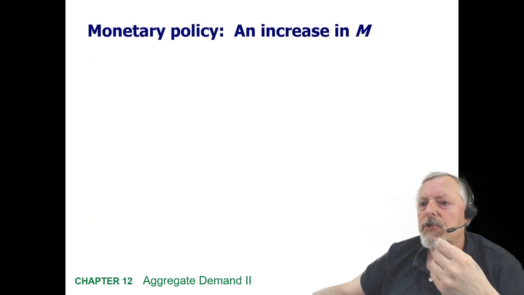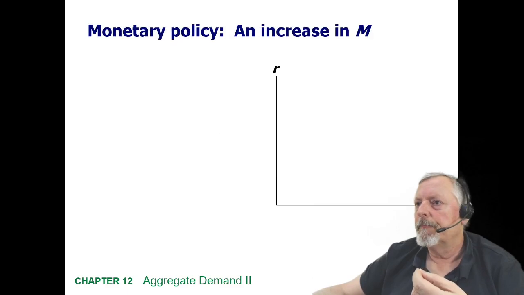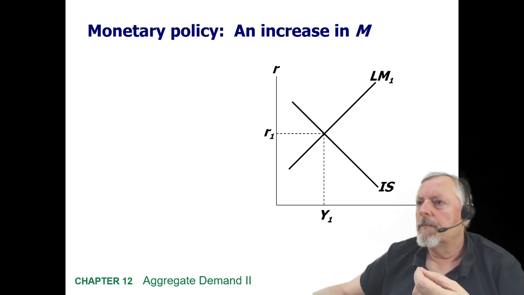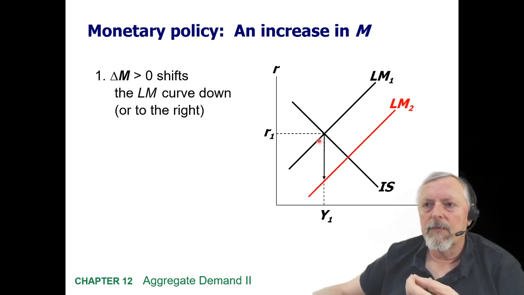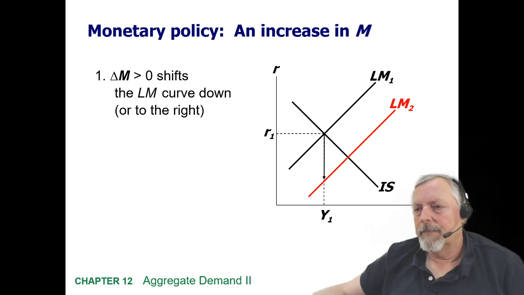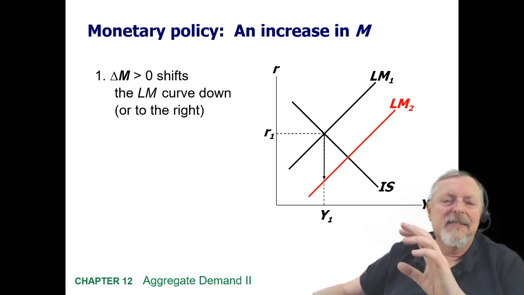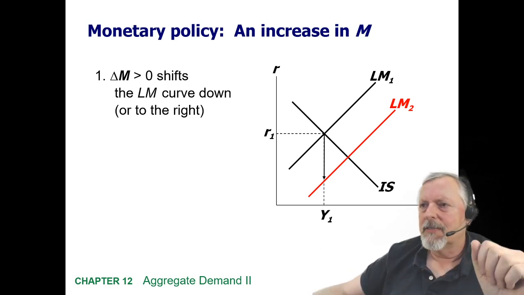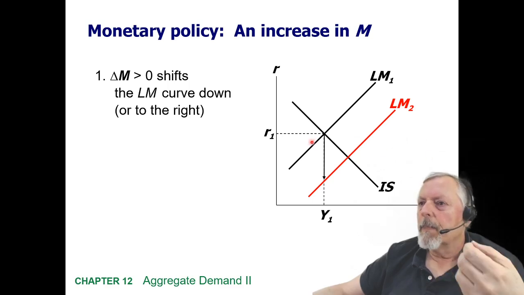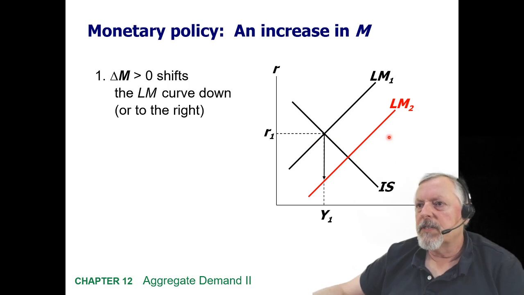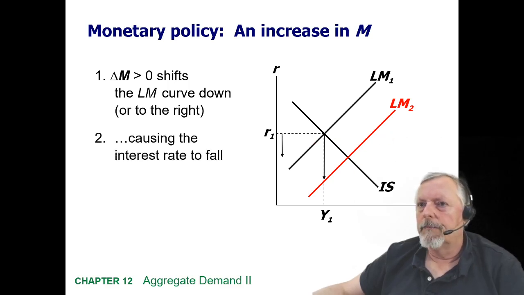All right, now let's look at a change in monetary policy. If the money supply increases, that shifts the LM curve right. Here it says down. They're trying to be consistent in how some of the graphs are constructed, but it's not significant. It's a difference in style, nothing else. So the money supply increases. This causes the interest rate to fall.